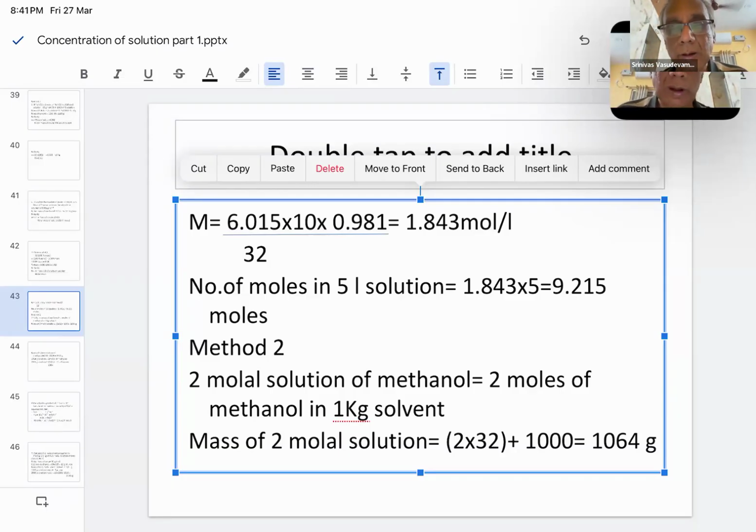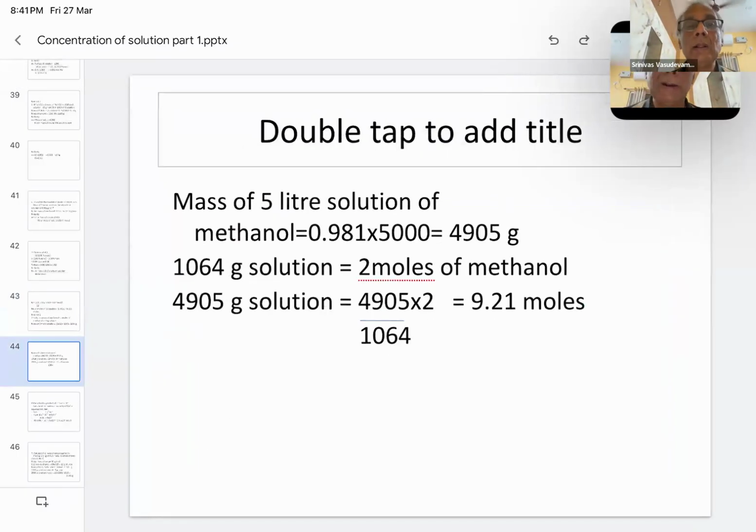So 2 moles of methanol in 1 kilogram of solvent. 2 moles of methanol is 2 into 32, 64 grams. Solvent is 1000 grams. So mass of 2 molar solution is 1064 grams here, right?